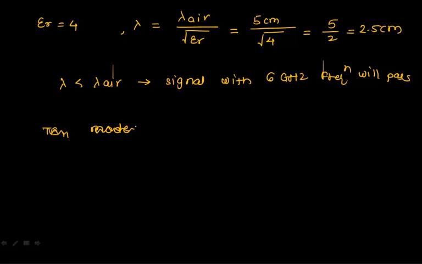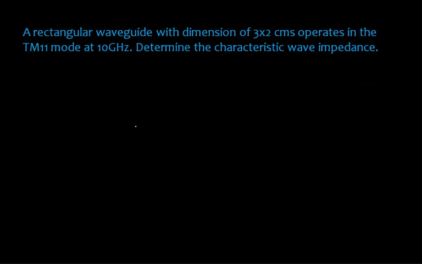Okay? So the next problem is a rectangular waveguide with a dimension of 3 into 2 centimeters operating in the TM11 mode at 10 gigahertz. Determine the characteristic wave impedance. So I'll just try to cover this particular problem. The rectangular waveguide is given here, and the dimensions are also given, that is nothing but 3 into 2 centimeters.